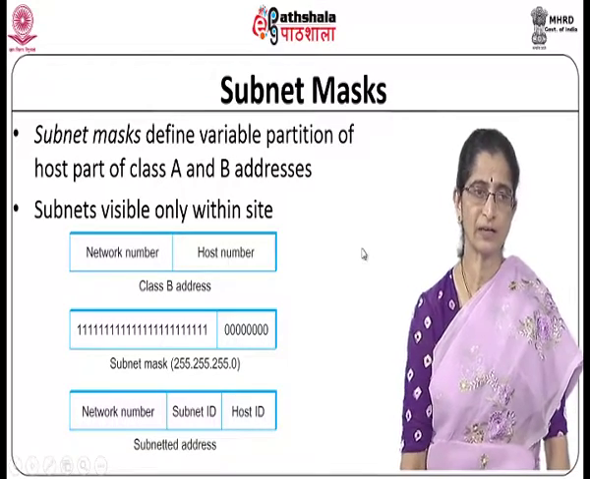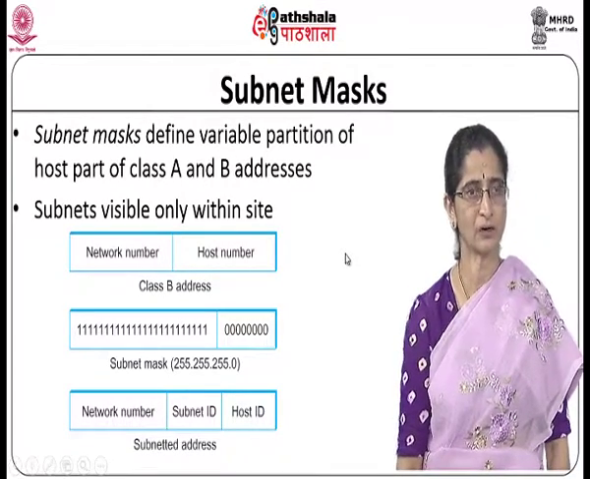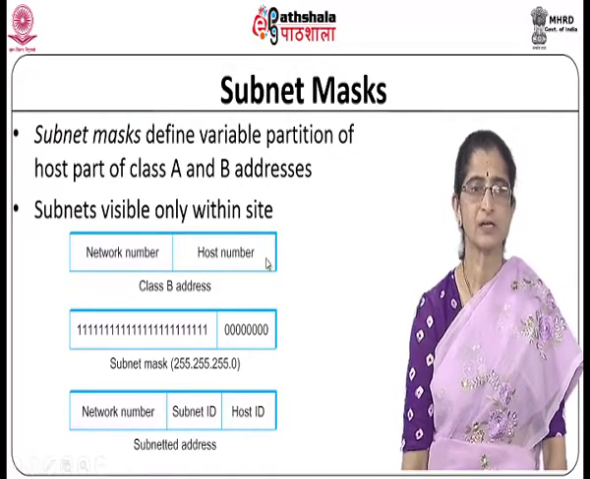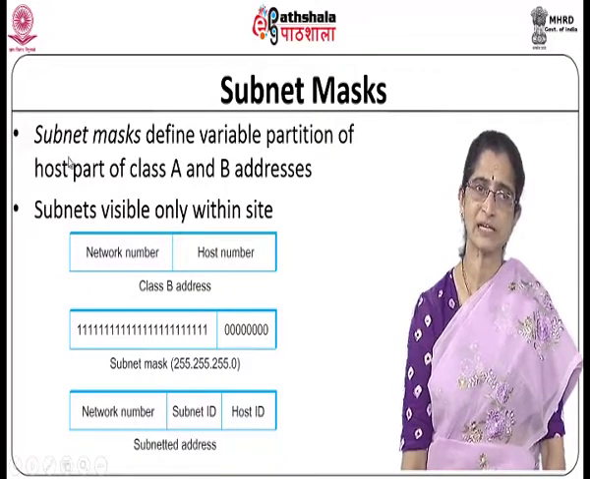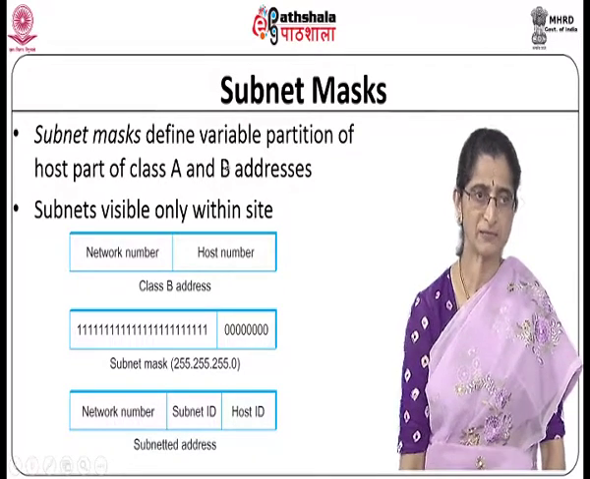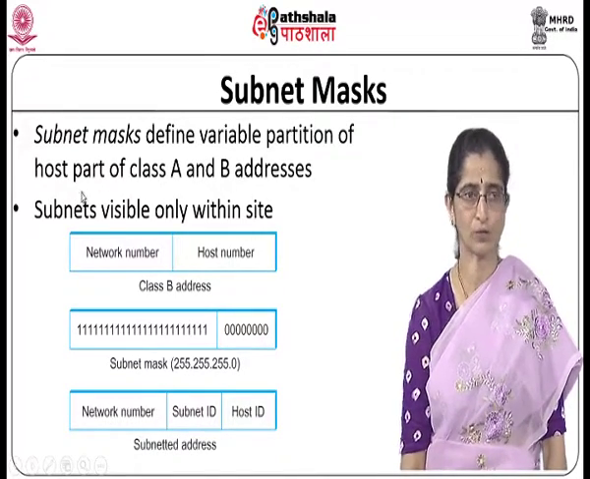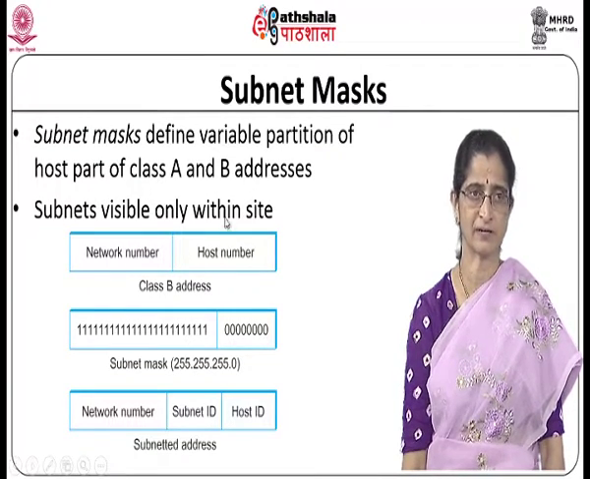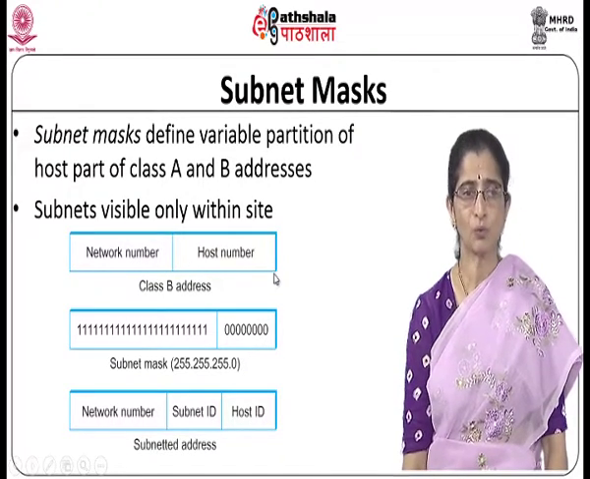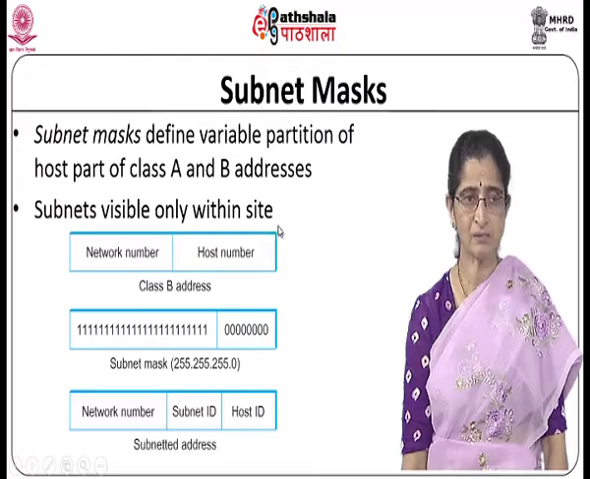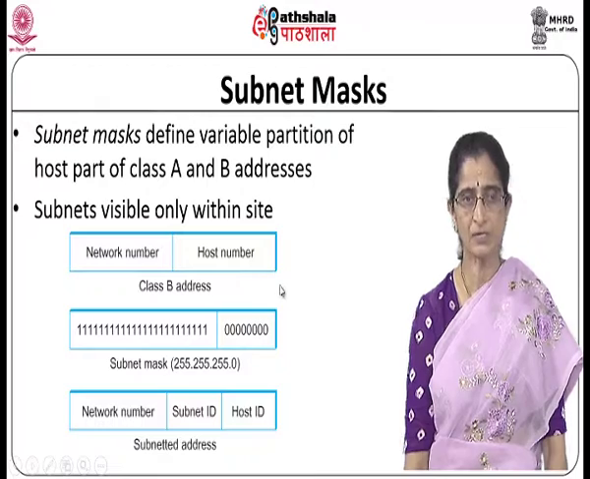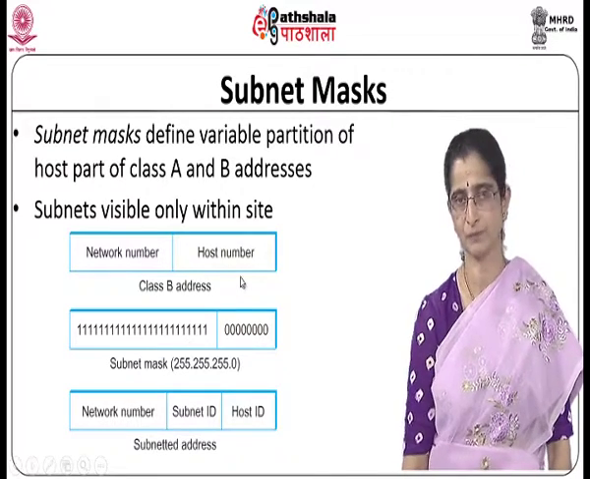Okay. So how do I specify which part of the address actually becomes a subnet part and which part actually becomes the node part of the address? So this is done by having something called a subnet mask. So the idea of having a subnet mask basically is to be able to specify variable partitions of the host part of the address. So if I take a class A address or a class B address, we know that a class B address for instance has 16 bits for the network number and 16 bits for the host number. So what we want to do now is take this 16-bit host number which can accommodate 2 power 16 hosts and divide that into multiple subnetworks, each having a smaller number of hosts. So that is what we want to do.